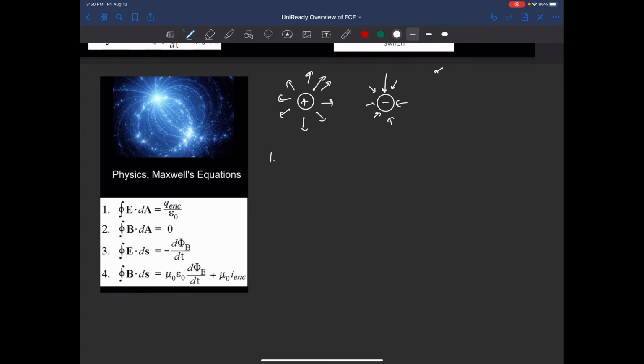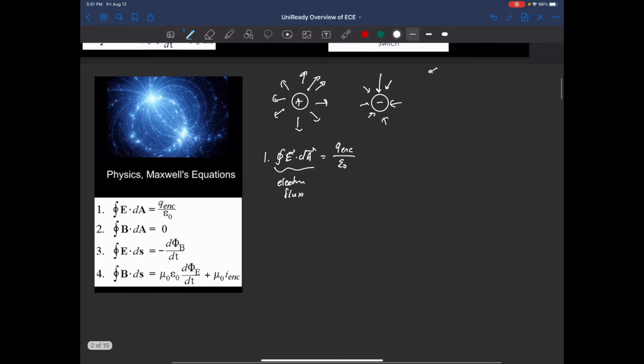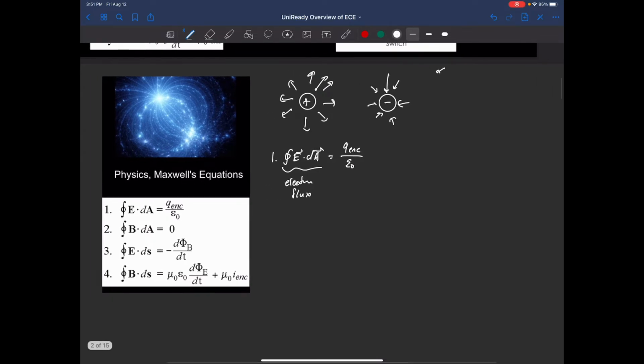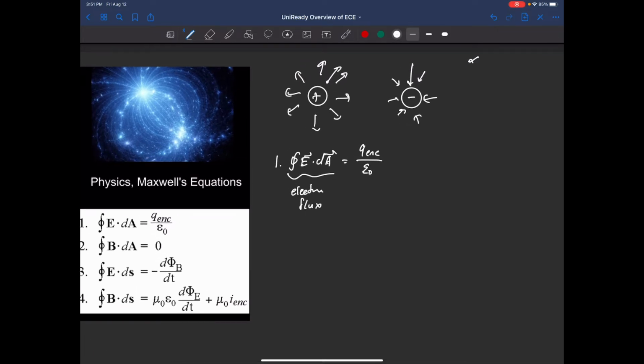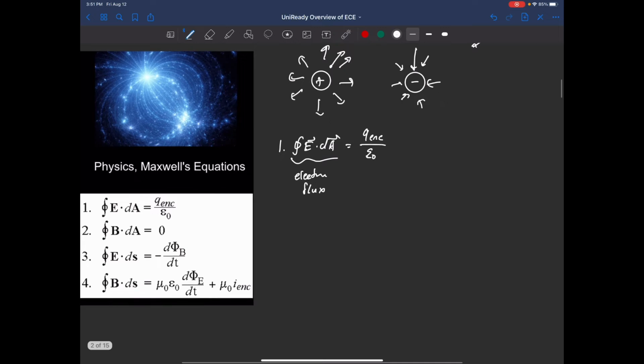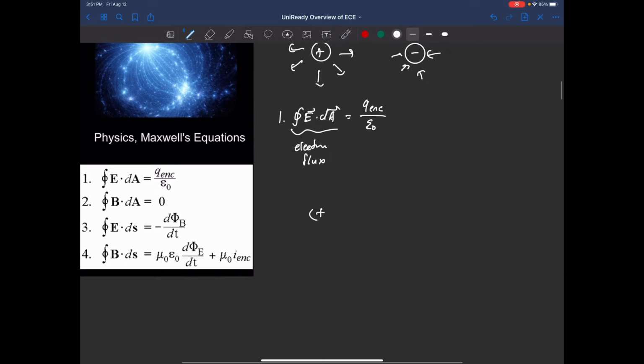Equation 1 says that this quantity on the left is equal to this quantity on the right. So this quantity on the left is called electric flux. Flux is defined using an integral, but I'm going to define it a bit more intuitively. Just think of it as the number of arrows that are pointing outside of a hollow sphere. That's not very concrete, so let me give you an example.